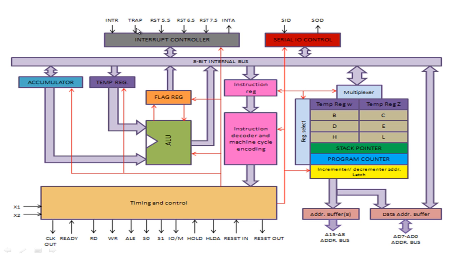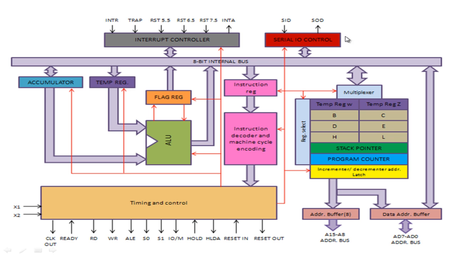Trap has the highest priority. Highest priority means if there are four types of interrupt here, like trap, RST 5.5, 6.5, 7.5, then trap will be of highest priority. Suppose that there are four interrupts on the interrupt controller, then trap will be served at highest priority, then RST 7.5 will be served, then 6.5, and then 5.5 will be served. Now, after knowing the interrupt controller, let's proceed with serial input output control.